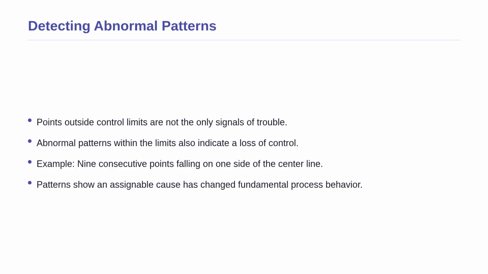Understanding capability is crucial, but it is also vital to understand how a process signals trouble on the chart itself. A single point falling outside the control limits is not the only way a process signals an issue. Abnormal patterns within the limits also signal a loss of control. For example, if 9 consecutive points fall on one side of the center line, the process average has clearly shifted, even if no single point has crossed the upper or lower boundaries. These abnormal patterns indicate that an assignable cause has entered the system and changed its fundamental behavior.